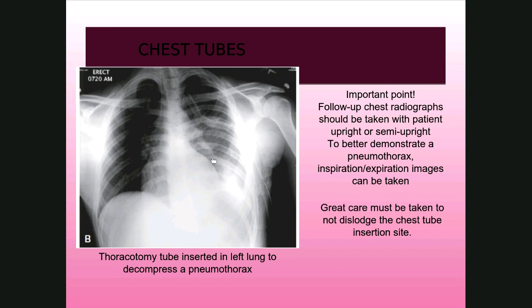They mention an important point that follow-up chest radiographs should be taken with the patient upright or semi-erect to better demonstrate a pneumothorax. Why? Because air rises. You can also do what are called inspiration-expiration chest x-rays, and you have to be very, very careful not to dislodge the chest tube or the thoracostomy tube.